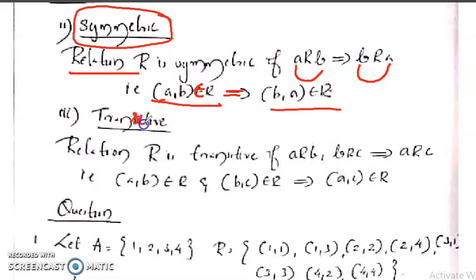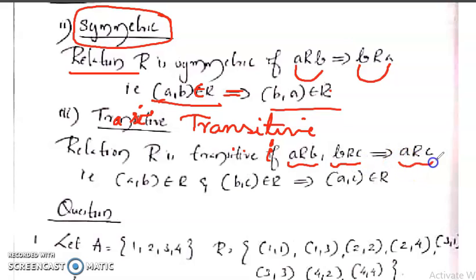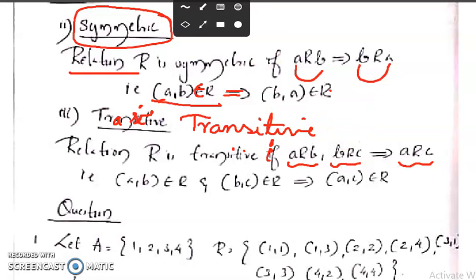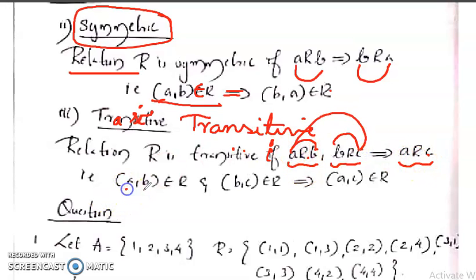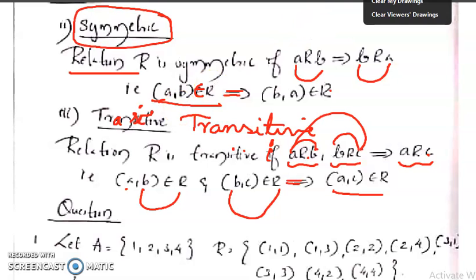Then transitive. What is transitive? A relation R is transitive if A related to B and B related to C implies A related to C. That is, A comma B element of R and B comma C element of R implies A comma C element of R. That's the definition here.